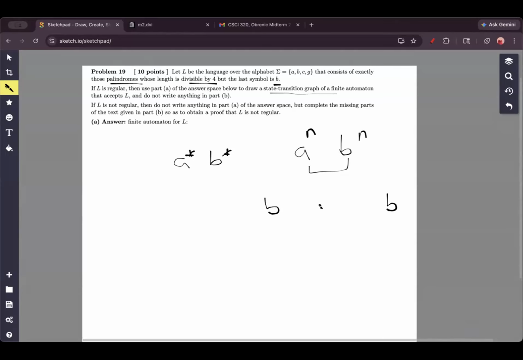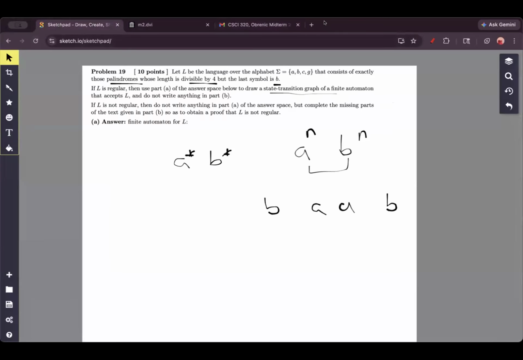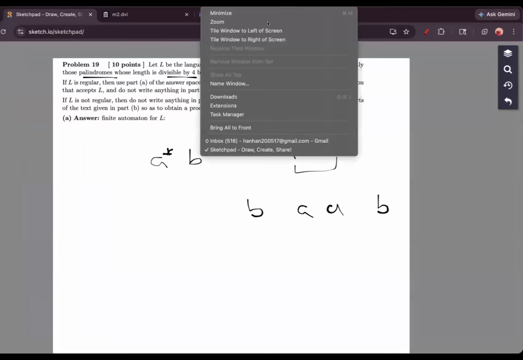So let's just do the easiest one: B, A, A, B. That's a palindrome back and forth. So we could use this as our string. When we write out our pumping lemma, your template is going to be given. Let me try and find a clean template.